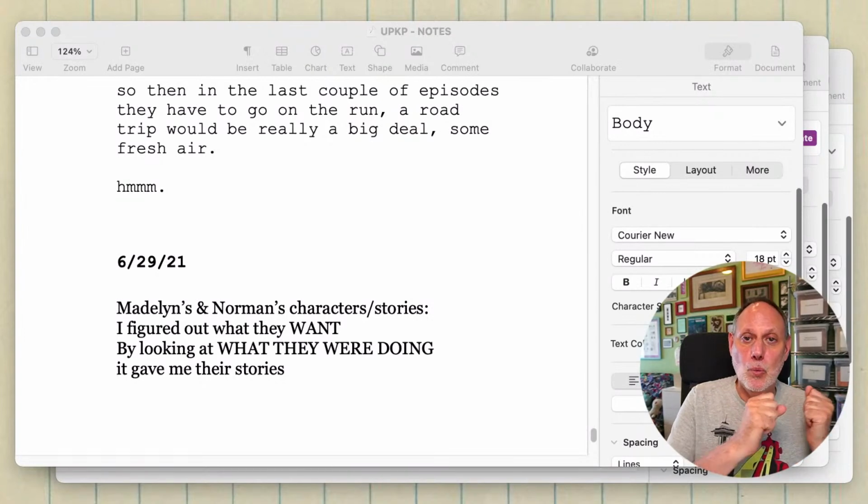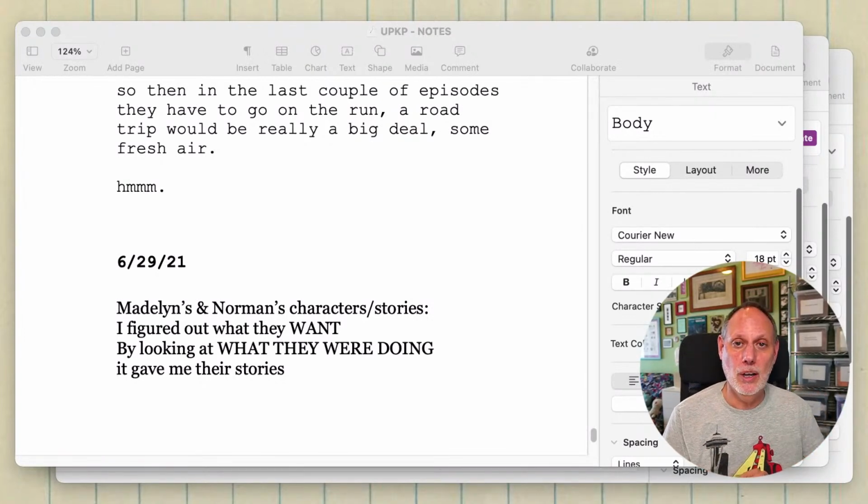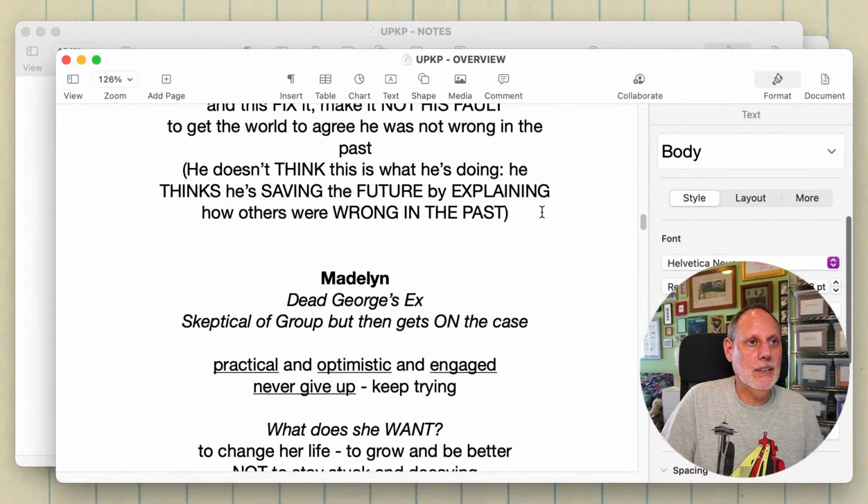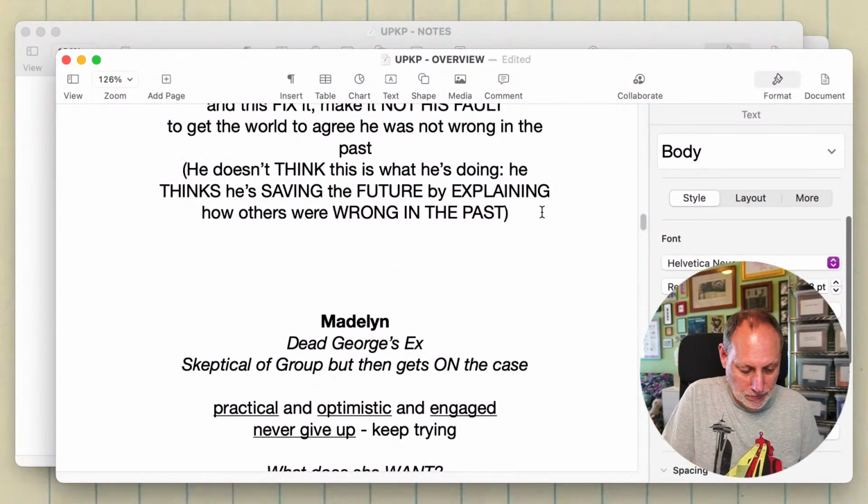But one thing I know is if what he wants is to undo the past, the story is going to be about him learning to give up on wanting that because he can't get it. And so that actually is worth putting in the overview.